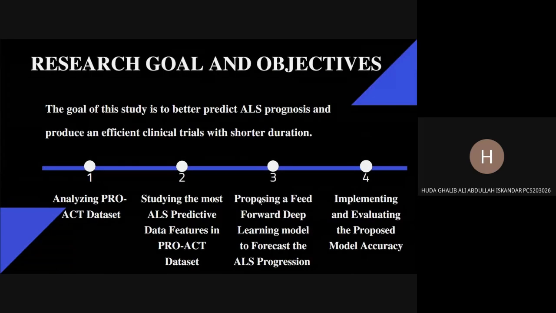For our research goal and objectives, the main goal of this study is to better predict ALS prognosis and produce efficient clinical trials with shorter duration. And this goal can be achieved based on many objectives. The first one is analyzing the PROACT database. The PROACT dataset is the dataset that is adopted in our research. Number two, studying the most ALS predictive data features in the PROACT dataset, and proposing a feed-forward deep learning model to forecast the ALS progression or improvements. And finally, implementing and evaluating the proposed model accuracy.